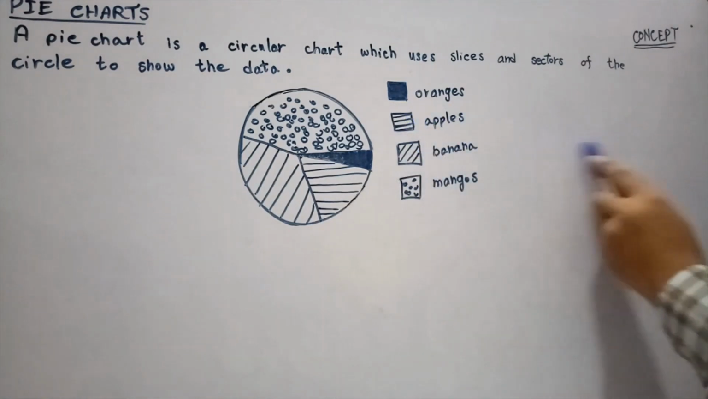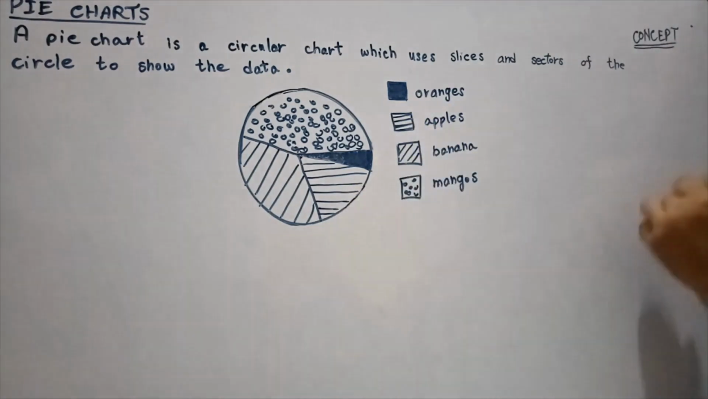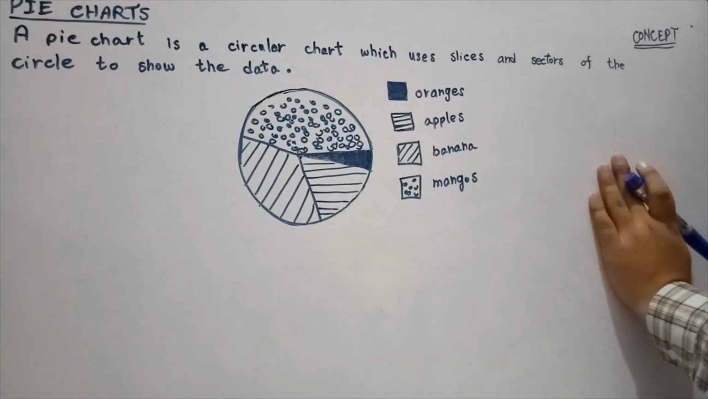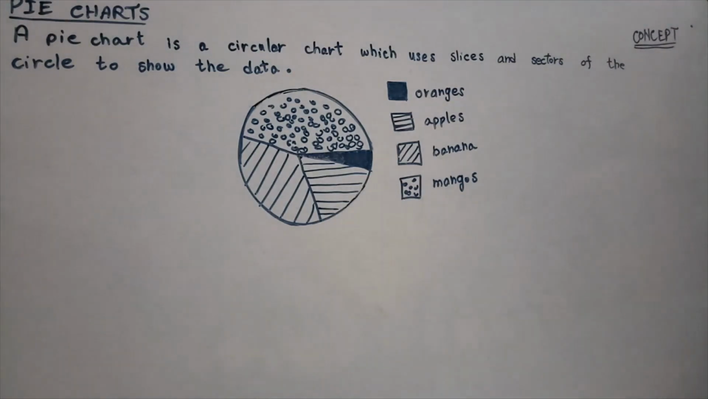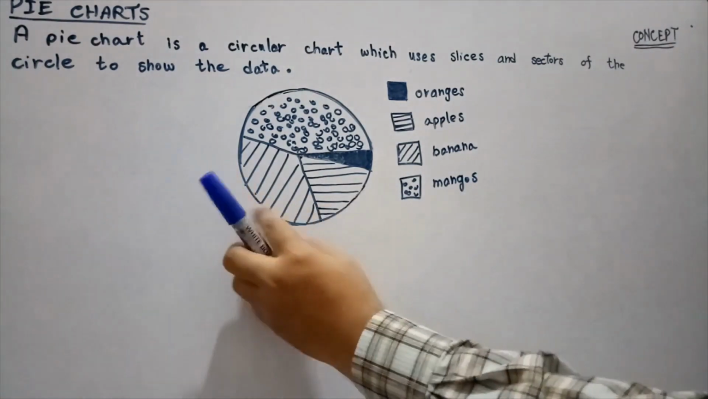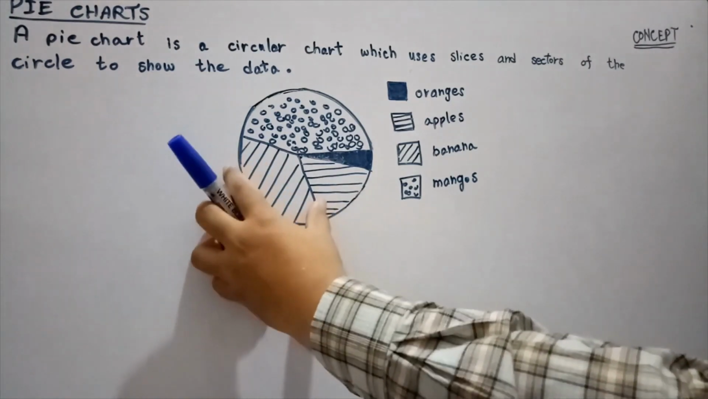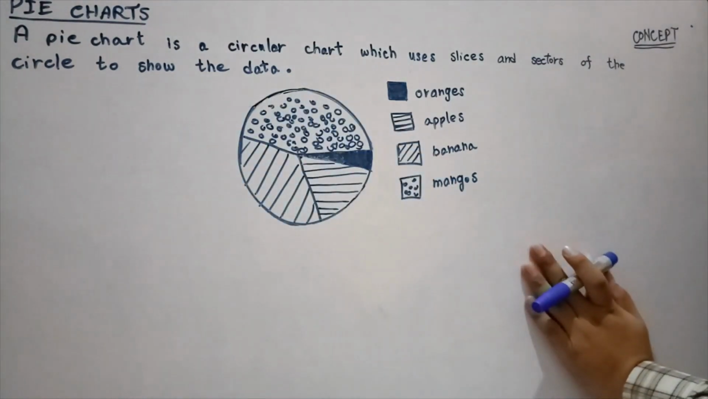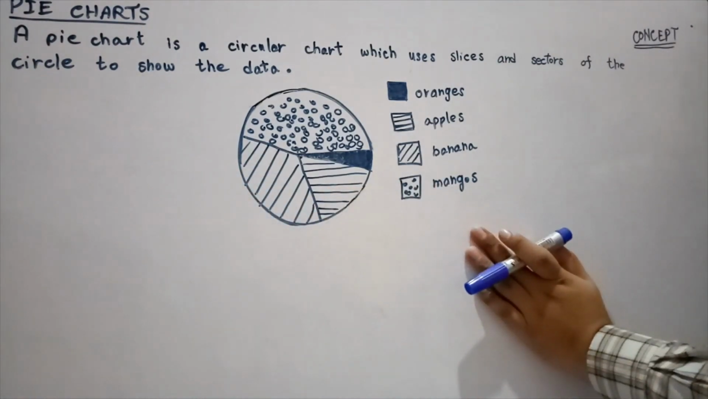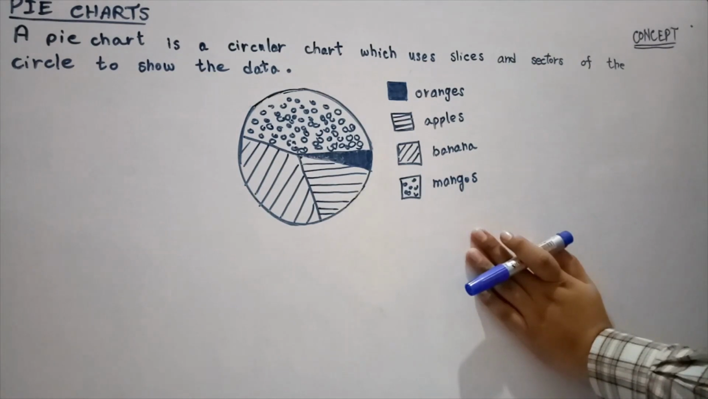Here the horizontal lining will show us the apples, how much part of the total fruits we have. Okay, apples. So this tilted type of lining shows us bananas. It means that this part shows approximately this part of the whole circle, or we can say a small part of the basket contains bananas.